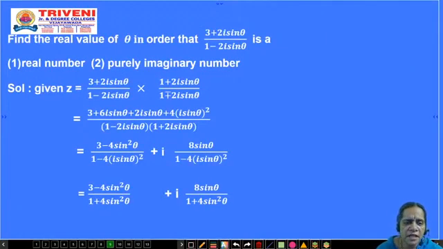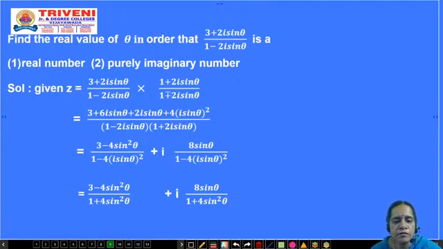And then the next problem is find the real value of theta in order that (3 plus 2i sin theta) by (1 minus 2i sin theta) is, first one is a real number and second one is purely imaginary. Already we know what is a real number and what is a purely imaginary number. First we have the given hypothesis, z is equal to (3 plus 2i sin theta) by (1 minus 2i sin theta). Rationalize the denominator here, (1 plus 2i sin theta) by (1 plus 2i sin theta). We have to multiply both the numerators and denominators.